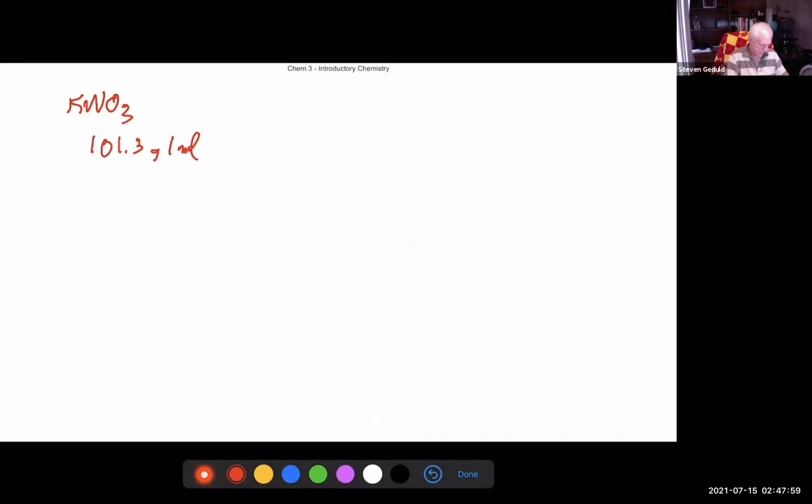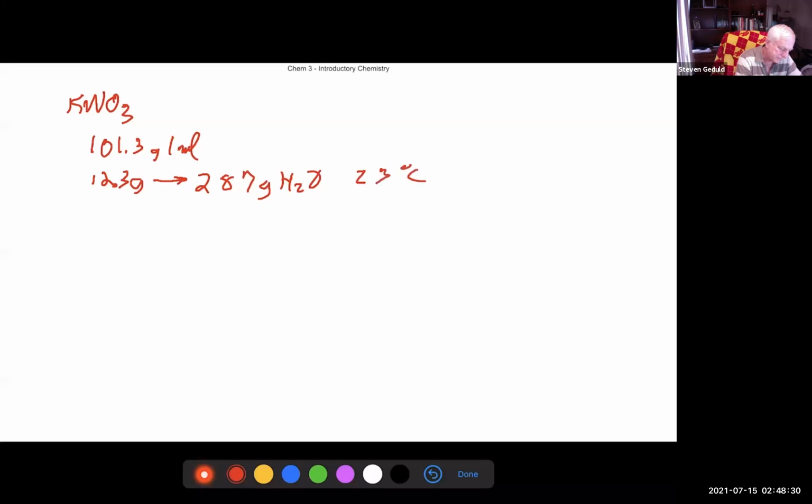Constant pressure calorimeter, you have 12.3 grams of potassium nitrate dissolved in 287 grams of water. So 12.3 grams potassium nitrate is dissolved in 287 grams of water at 23 degrees centigrade. Okay, that's what we're starting with.